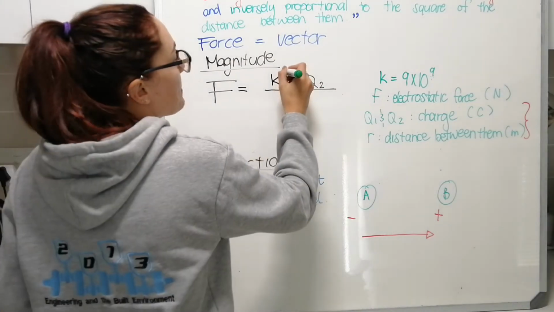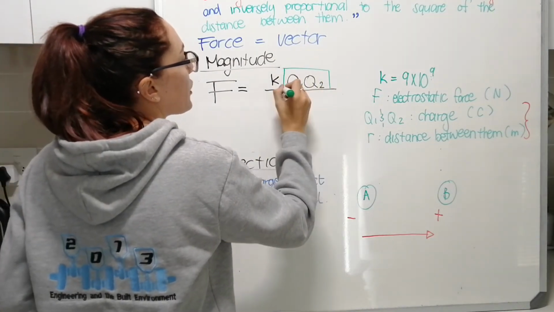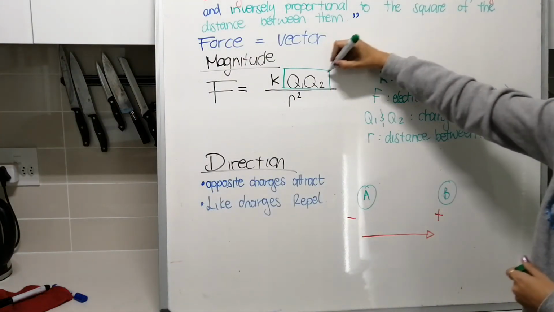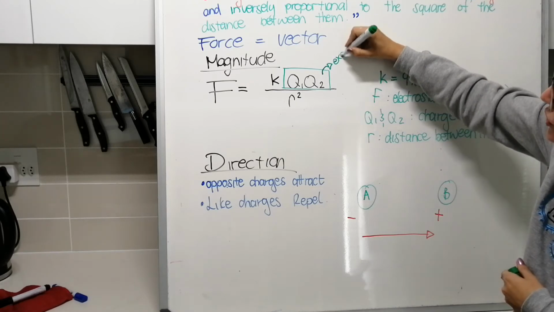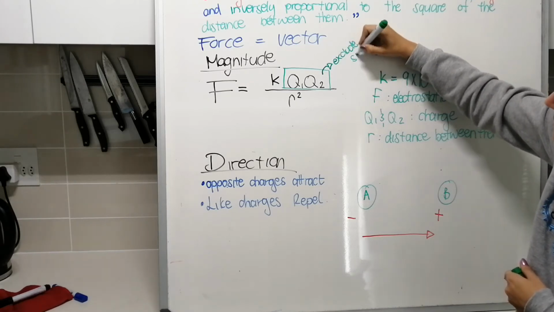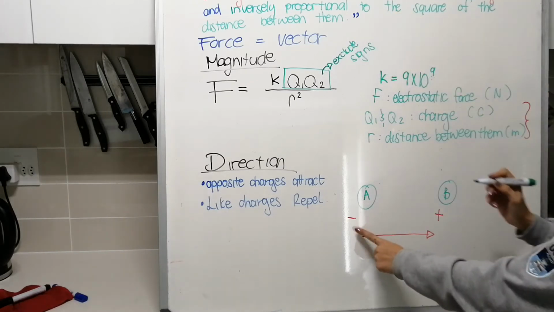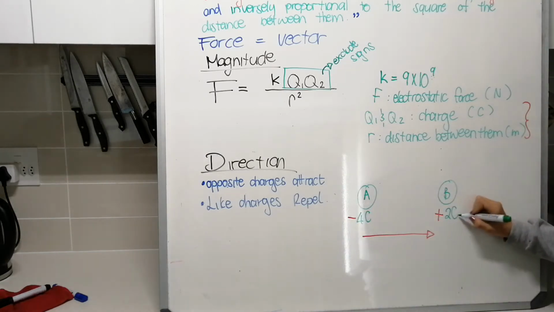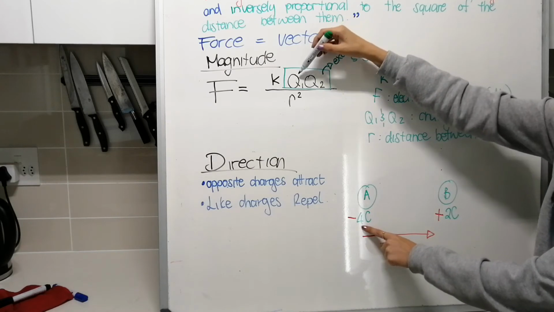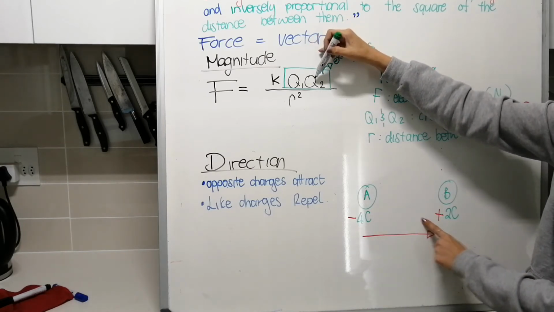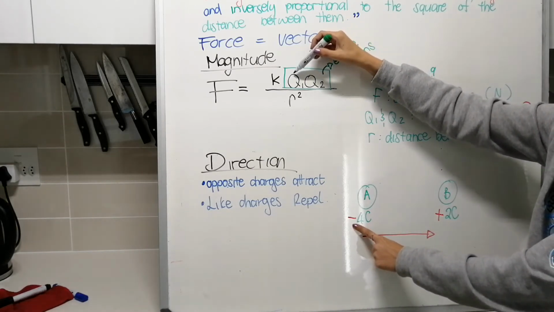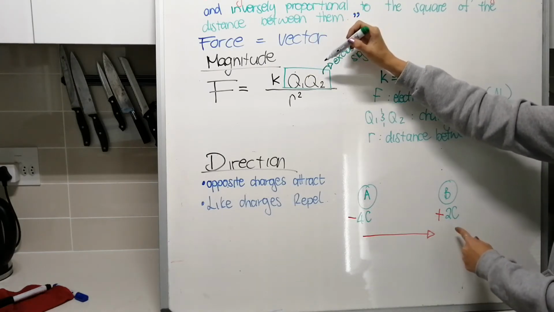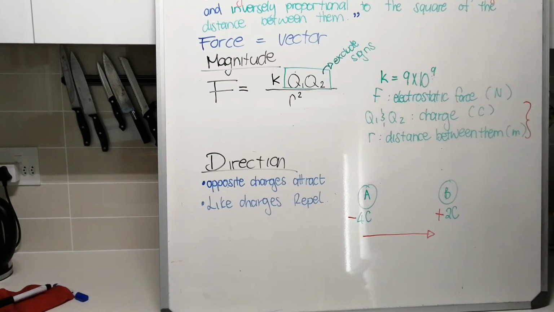That when you substitute Q1 and Q2 into your formula, please, please, please exclude the signs. So if we look back here, say A was negative 4 coulombs and B was positive 2 coulombs. When we substitute those values in for QA and QB, you wouldn't put your negative 4, you just put 4. And you wouldn't put your positive 2, you just put 2. So please make sure you exclude the signs of the charges.